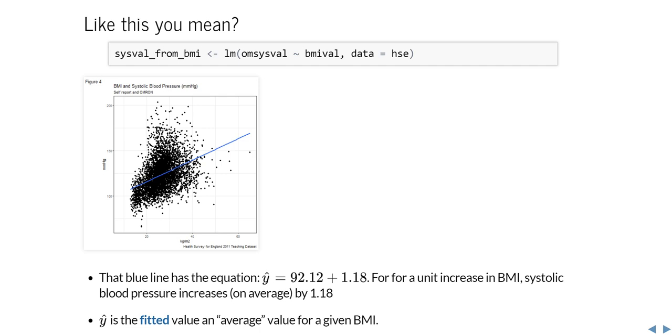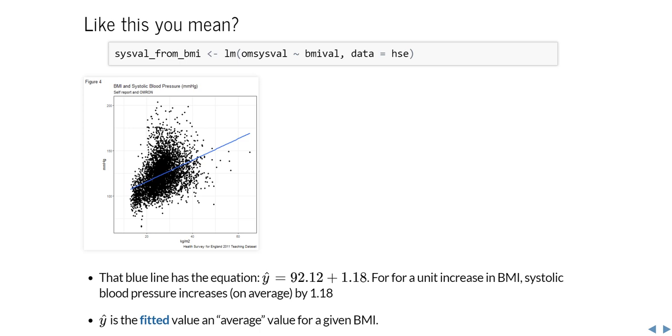And a bit of jargon that's important to have here: this Y with what looks like a French accent, the Y hat, we call it the fitted value. It's the average value of systolic blood pressure for a given BMI.